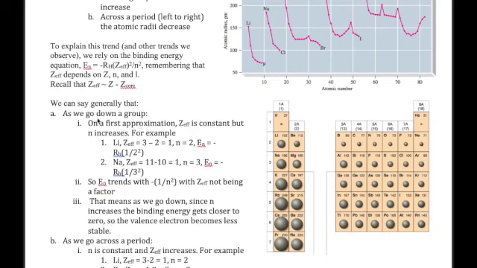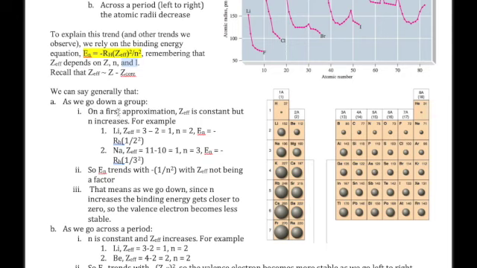The way we can explain this is using that modified Bohr equation to calculate the energy of a given level or a given principal quantum number, where En is equal to negative RH times Z effective squared over n squared. Z effective is the effective nuclear charge, which depends on the number of protons, the principal quantum number, and the angular momentum quantum number l. So when we go down a group, on a first approximation, the Z effective is constant. But remember that there is a way we can approximate Z effective. Z effective is equal to Z, which is the actual number of protons, minus the number of core electrons.